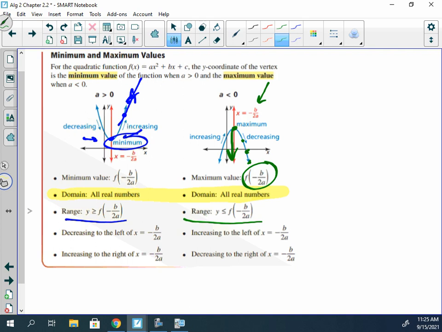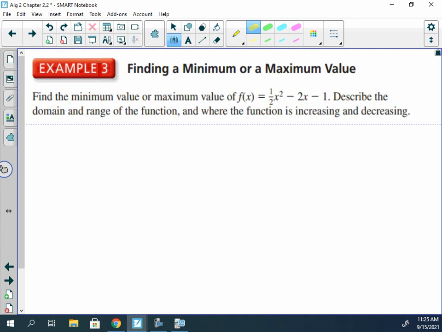So it's kind of handy to know what it is. And we'll look at increasing and decreasing when we look at the functions. So let's look at this first problem here. Finding the maximum or minimum value of this function. Describe the domain and range of the function and where the function is increasing and decreasing. So what do we think? Would this have a maximum or minimum value? Which way would it be opening?